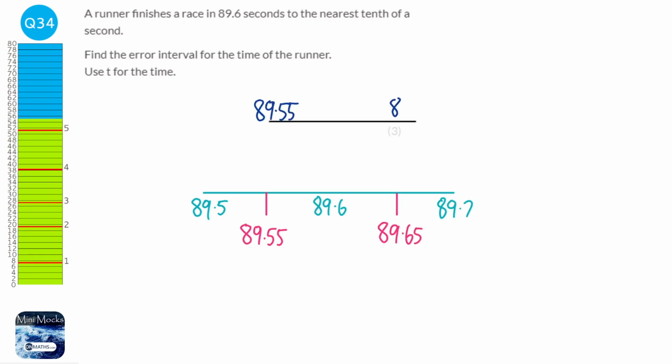and upper bounds. But how do we show it as an error interval? Well, we put t in the middle because it tells us that t is representing the time. And we show it with inequalities. Now, the number can be 89.55, but it can't be 89.65 because that would round to 89.7. So we say everything that's less than but not equal to.